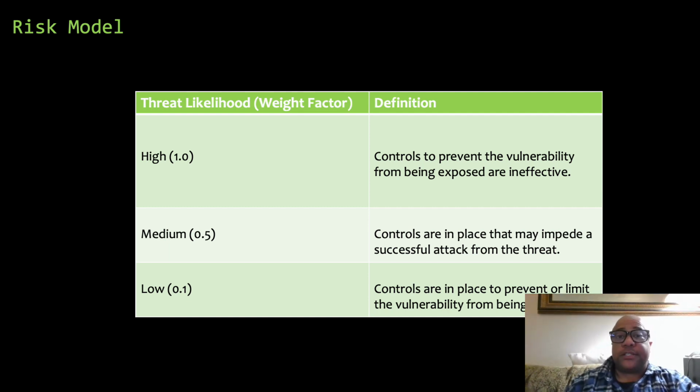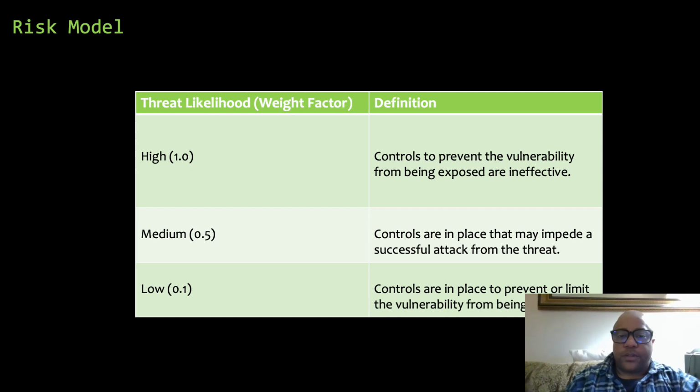Now I want to discuss the risk model that was used to determine the risk likelihood for each of the vulnerabilities we found. So on the first column on the left hand side, you'll see threat likelihood with the weight factor in parentheses. Basically, it's categorized from low, medium to high, with high being worth 1.0 points in value, medium being worth 0.5, and low being worth 0.1.